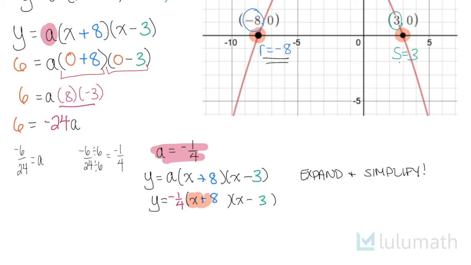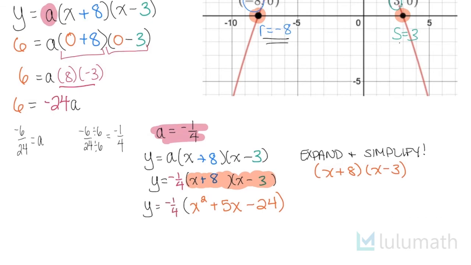So I will expand this x plus 8 times x minus 3. And I suggest you do the expansion on the side, do either the foiling or the box method. If you need a little bit of help, go back and check out the video or reach out and we'd be more than happy to help you out. So when I expand it, I would get x squared plus 5x minus 24, but this whole thing is being multiplied through by negative 1/4. So I will distribute that negative 1/4 through to each one of these values, and that will give me my final answer.